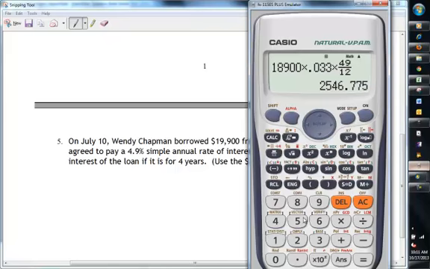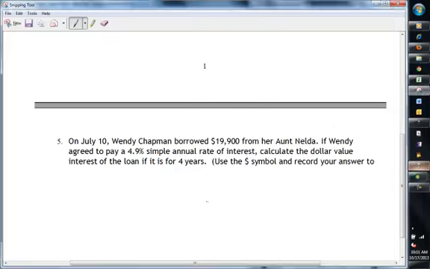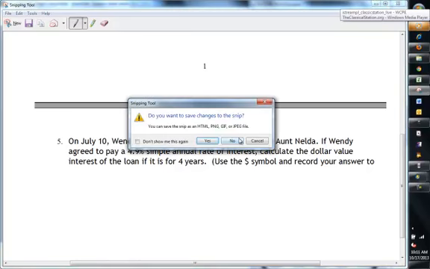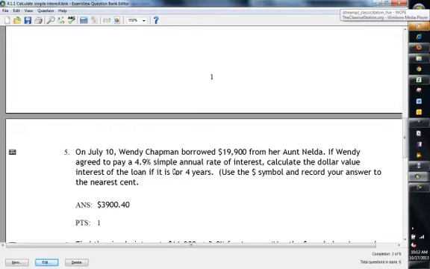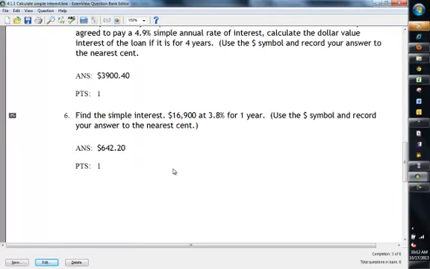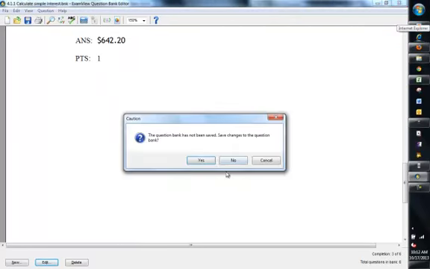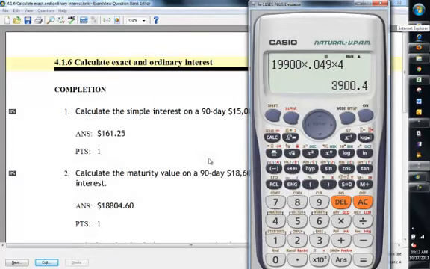So we would take principal, 19,900, times rate, which is 0.049, times time, which is 4 years, and we get $3,900.40. Okay, next. So that's 4.1.1.